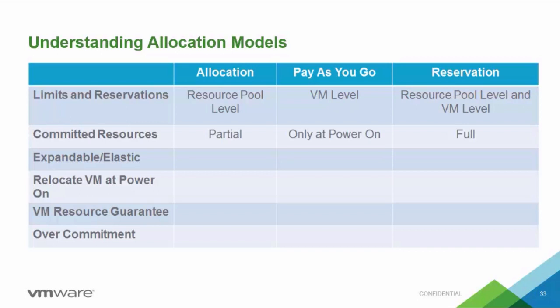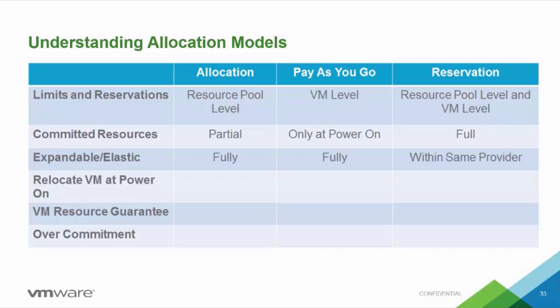In terms of the committed resources, with an allocation model that will be partial. For all the resources we're getting from our provider, we're committing a subset of those, not all of them. With a pay-as-you-go, we're committing our resources only at power on. If the VMs are deployed, we're not consuming anything. When we hit power on, we're dynamically pulling those resources from the provider. With a reservation, we're committing all of those resources immediately. A system admin, which would be the service provider, will give the customer a subset of those resources, and that is given to them to do with as they wish.